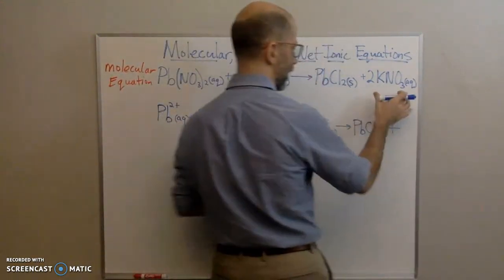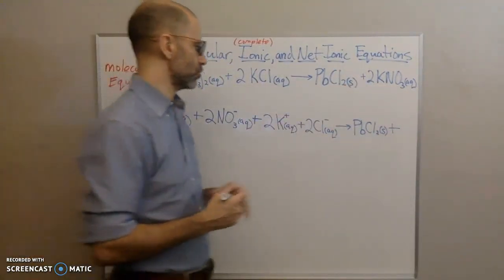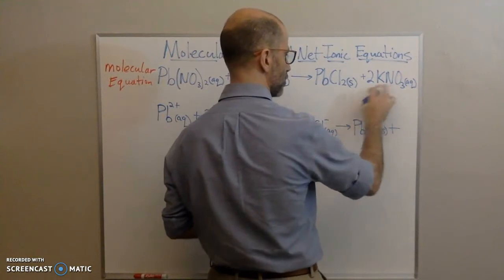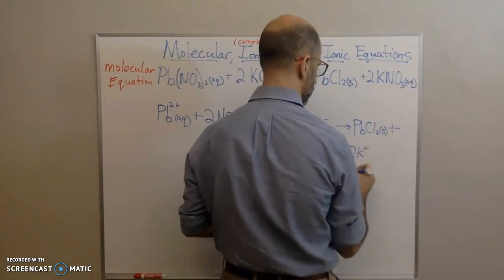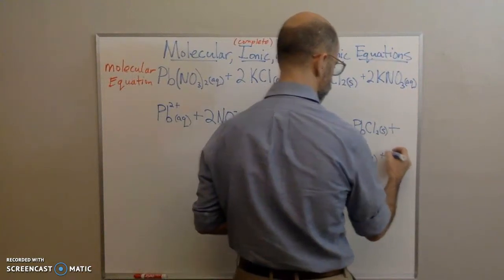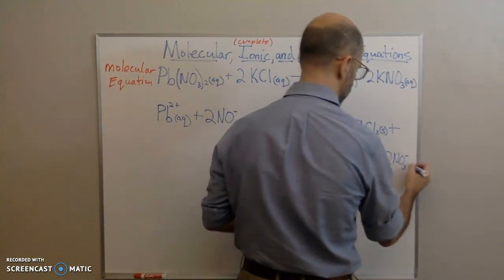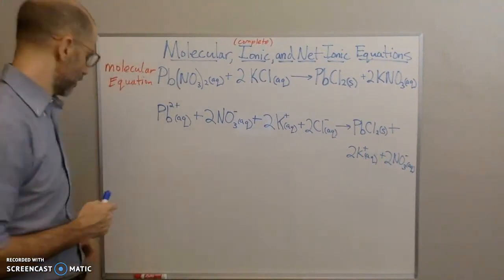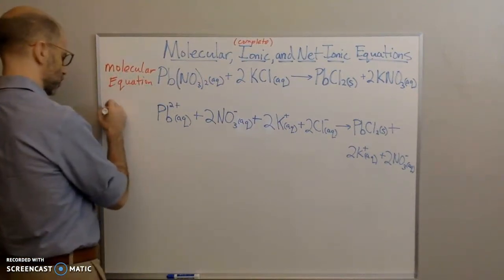And then finally I have my potassium nitrate, and that's aqueous. So I'm going to separate those. So I don't have room here, so I'm going to just write them down here. So again, the coefficient applies to both ions. So it's going to be 2 potassium plus, and that's aqueous, and then plus 2 nitrate ions, negative, and that's aqueous as well. And so this is our complete ionic equation or ionic equation.